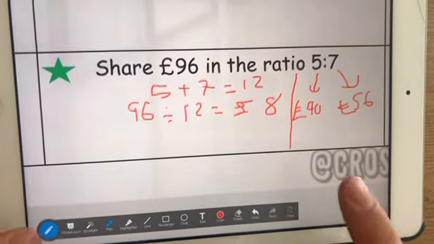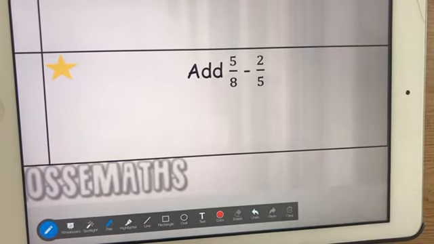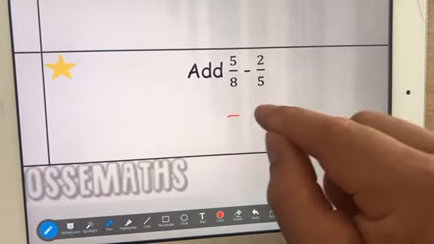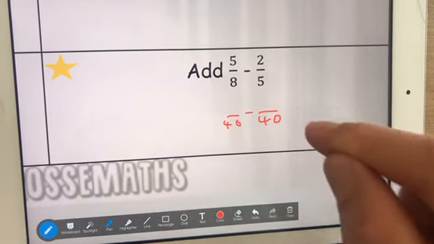Very last one. That was worth 3 points. Add in fractions. Okay, got to make the denominators the same. Best and easiest way to do that is to times them together. 8 times 5 is 40 on the bottom of both. Minus goes in the middle.